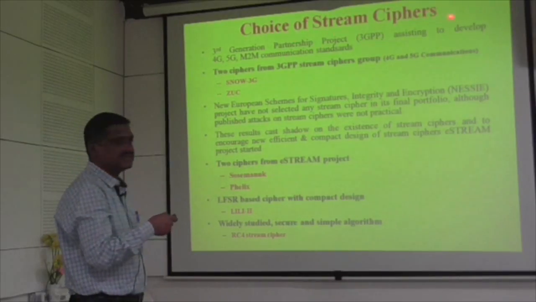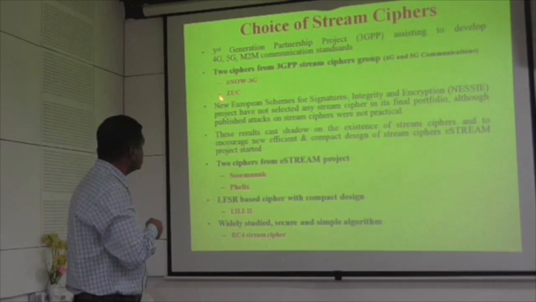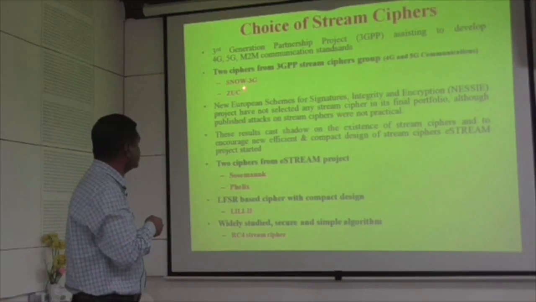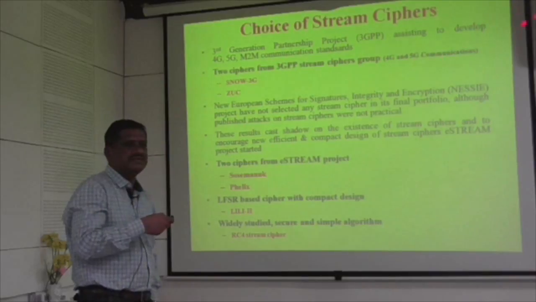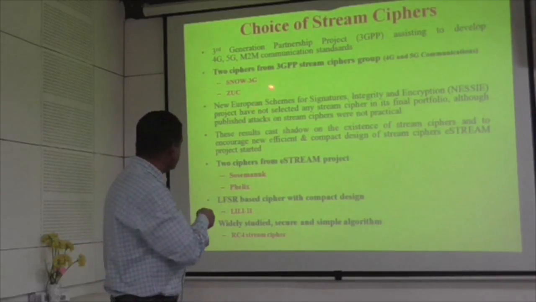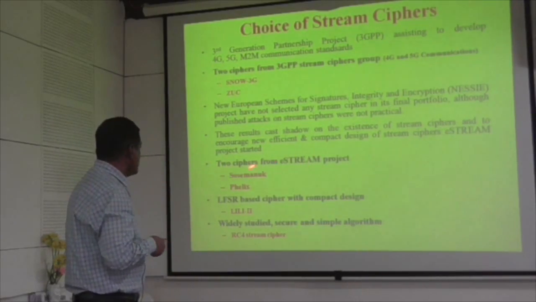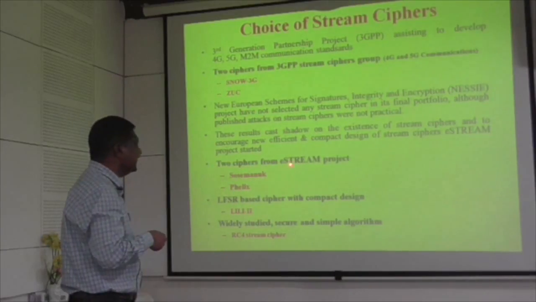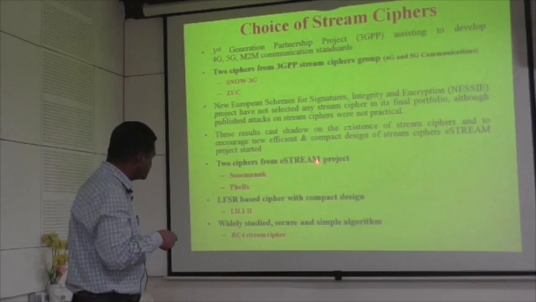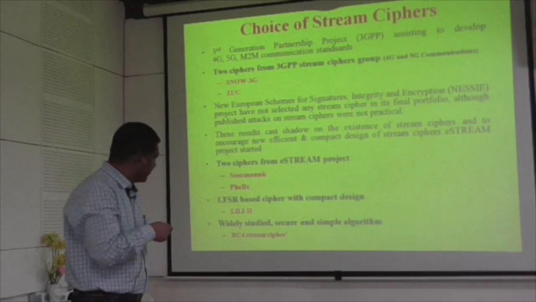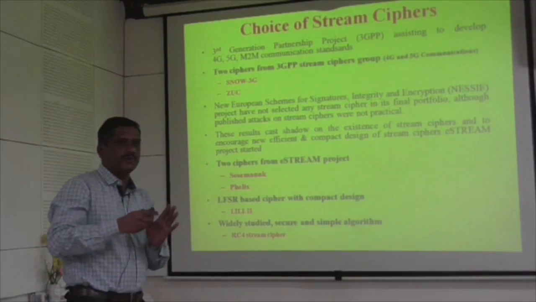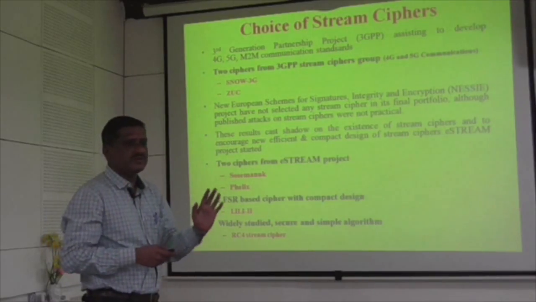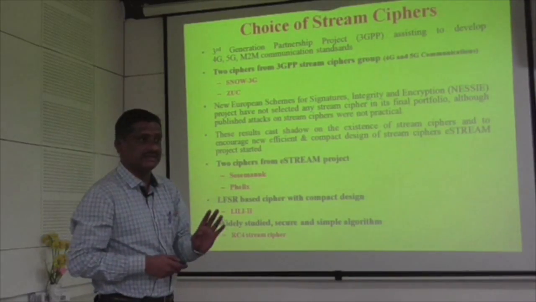Now, the choice of the stream cipher. We have selected two stream ciphers, Snow3G and ZUC. They are based on 3GPP LTE, that is, they are used for 3G, 5G and LTE communications. The other algorithms are selected from the eStream project, which was specially designed for selecting stream ciphers only, because in the NESSIE project, block ciphers were selected and stream ciphers were rejected.